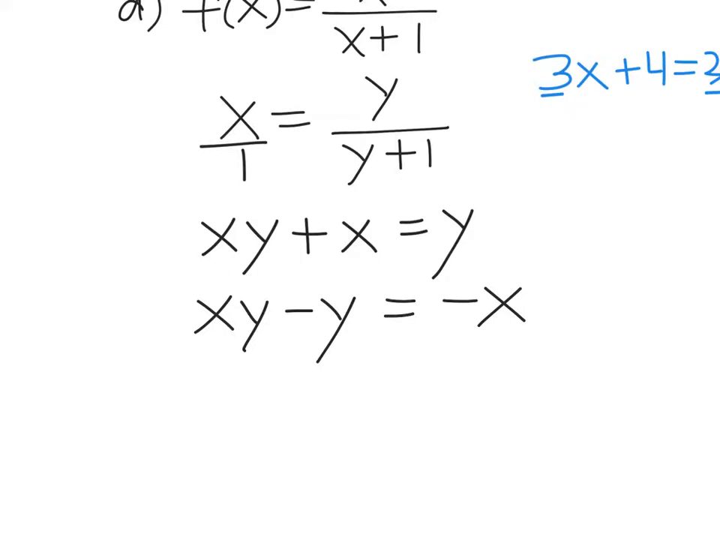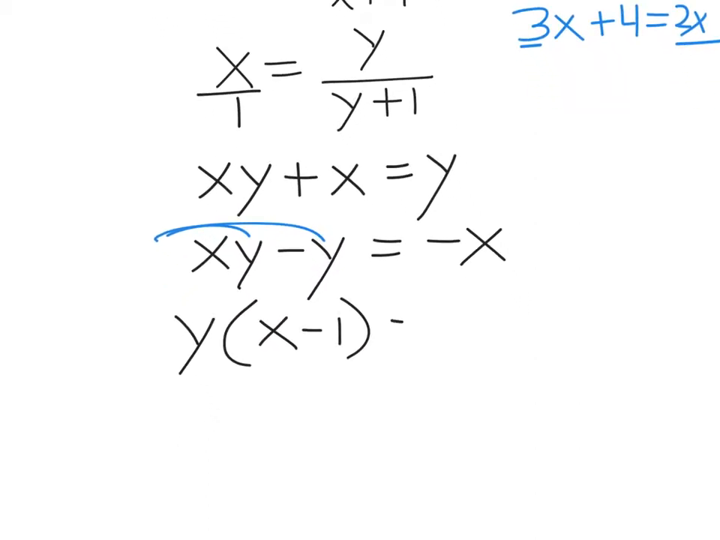And here's the trick to solving these rational function ones. You're going to then take this y, and you're going to factor it to the front, okay? And what we do is we will end up with y times x minus 1. And do you see what I just did? I got 1 y now.